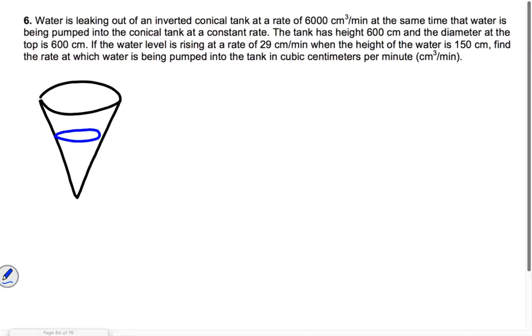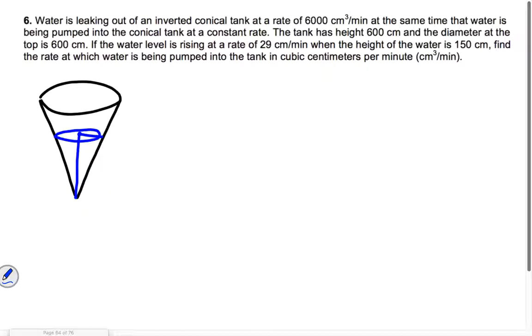Maybe. Find the related rate. Okay, so we have water or whatever is leaking. In this case it's water. It's leaking out of this funnel at a rate of 6,000 cubic centimeters per minute, and at the same time that water is being pumped into it.